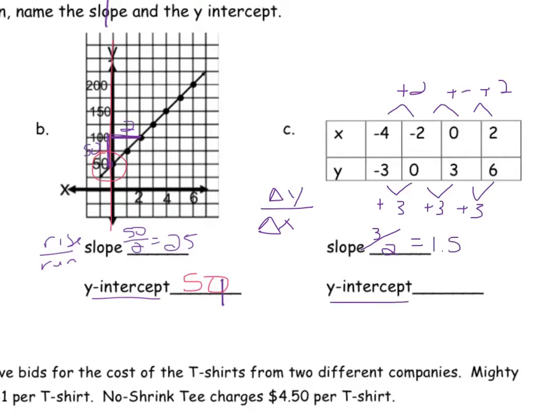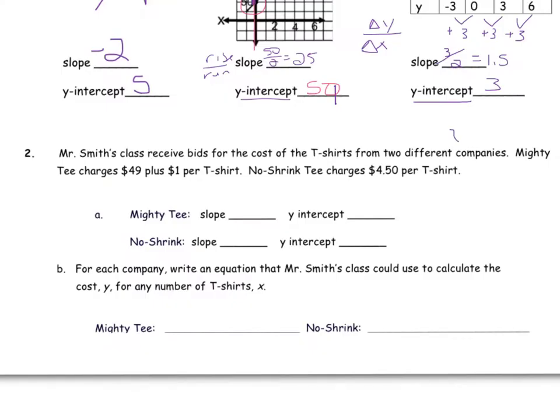My y-intercept, remember, is the value of y when x is 0. So I have to come on my x, find 0, look down, and it's 3. You guys did a great job on this story problem. So here we can see that the Mighty T's charges 49 plus 1 per. So you knew that the slope was 1 and the y-intercept was 49. So y equals 1x plus 49.